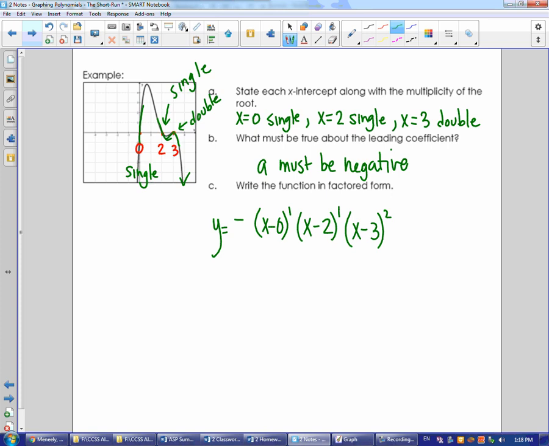And the last thing I'd want to do is just simplify this a little bit. For example, x minus 0 is just x. And I don't need to put that first exponent. I can just leave it as negative x times x minus 2. I don't need to raise it to a power of 1. And then the last factor, which would be x minus 3, the quantity squared. And that would be an equation in factored form for that graph.